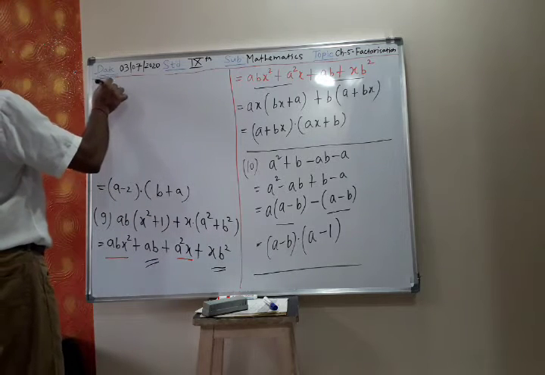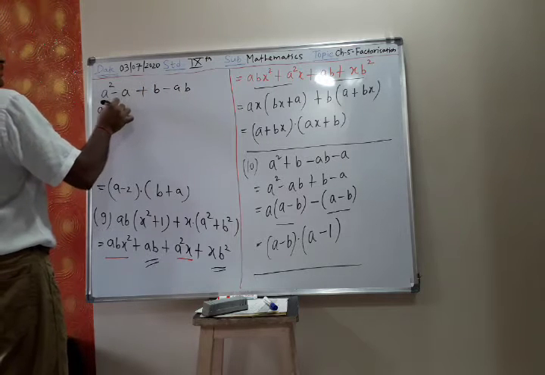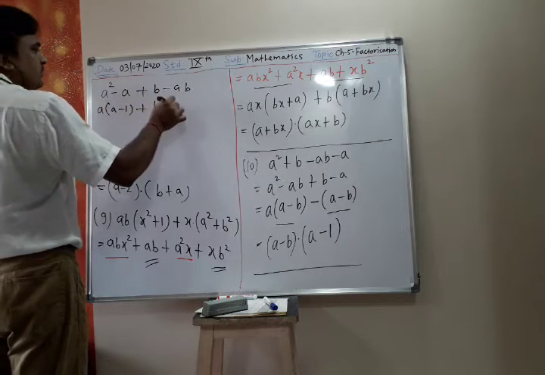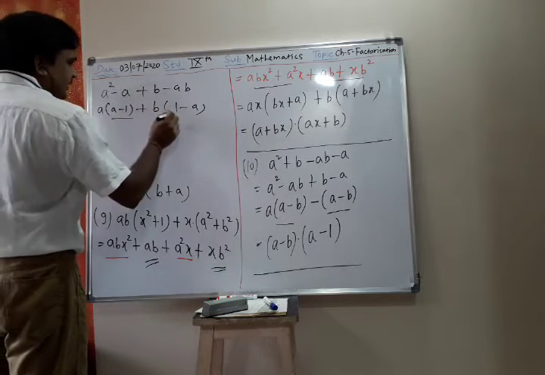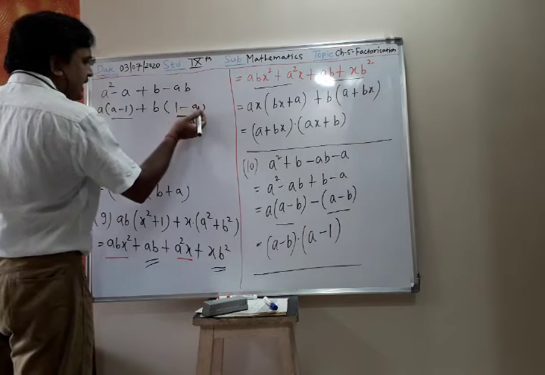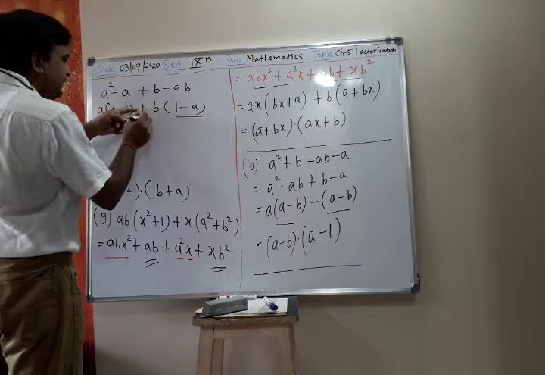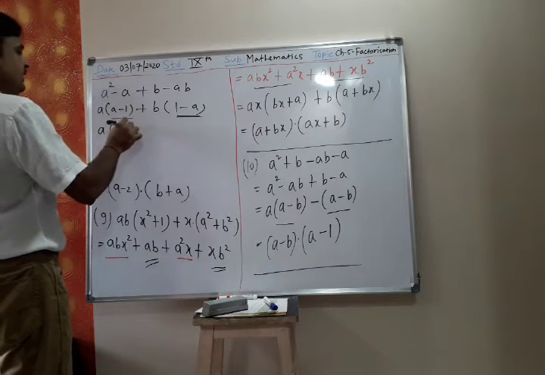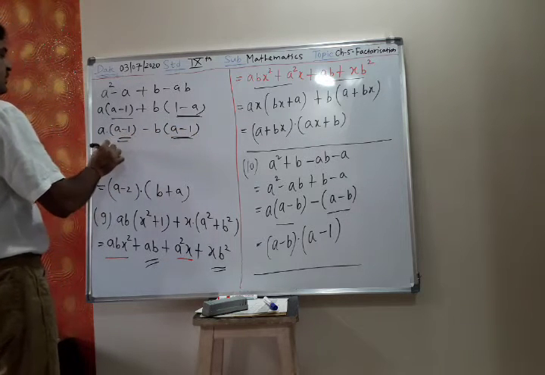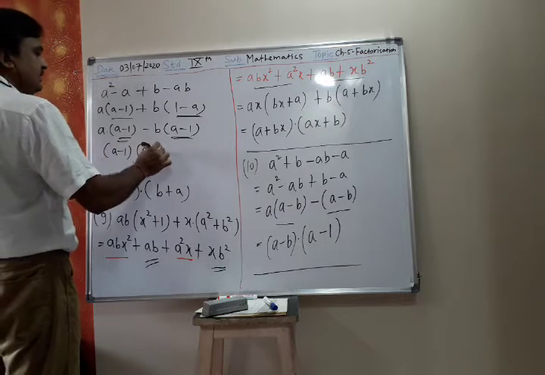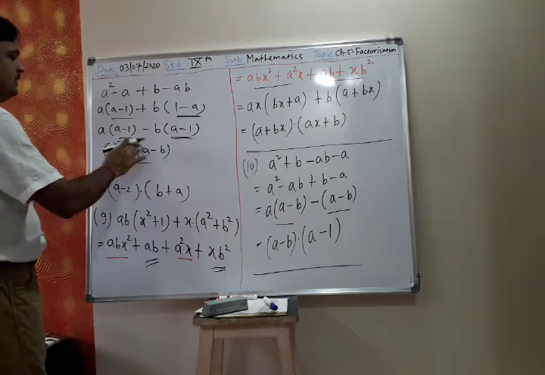No, A square minus, let me explain that. A square minus A plus B minus AB. A is common, A minus 1 plus B is common, 1 minus A. Now there it is A minus 1 and there it is 1 minus A. So 1 minus A I have to write as A minus 1. So outside the bracket, instead of plus, I will write minus. So A into A minus 1 minus B into A minus 1. Now A minus 1 is common. So what is left? A minus B. And the answer is the same. Whether it is A minus B into A minus 1 or A minus 1 into A minus B, the answers are the same.